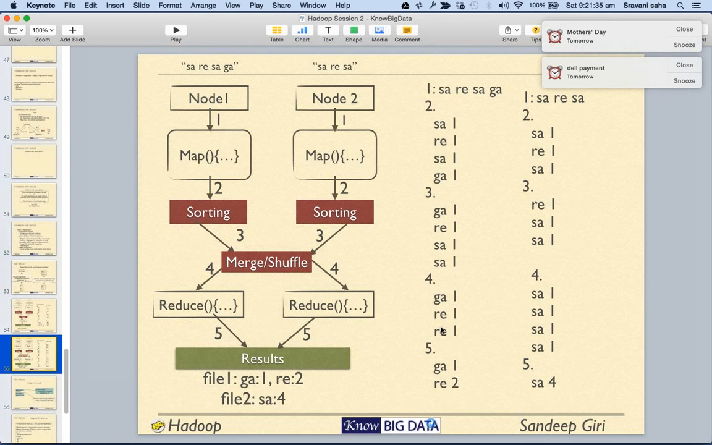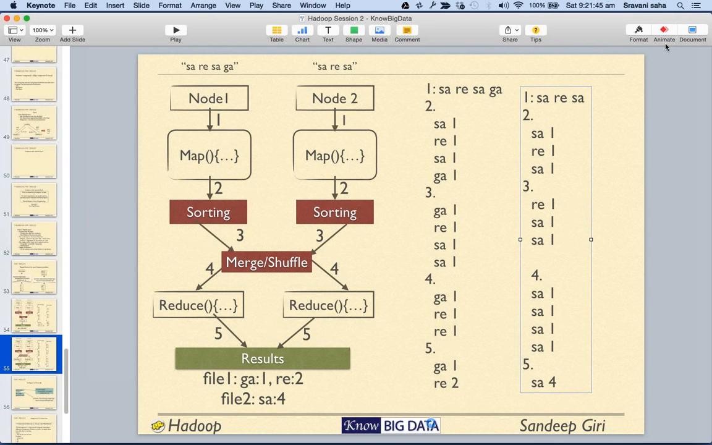So that is a promise from the Hadoop side. As you can see here, after the data got merged, say ga, re, sa, sa, ga and re went on to the first reducer, while sa went to the second reducer. So it never happened that one key went to other nodes. One key and all its values are always passed through a single reducer, no matter what. That's a promise of Hadoop.